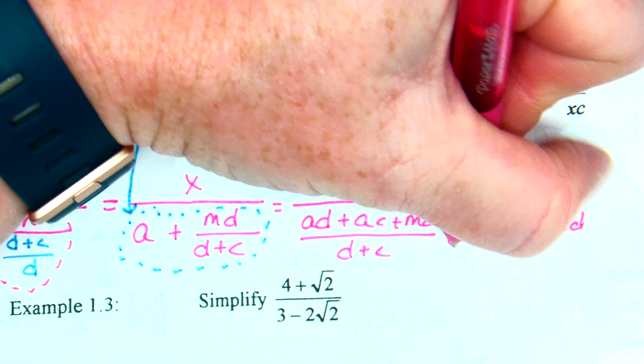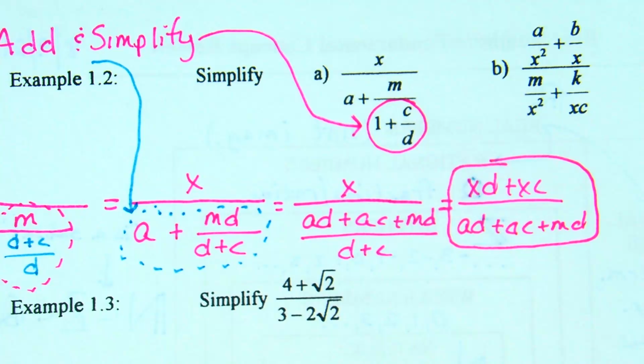This is one of those ones, equivalent forms. There's going to be lots of equivalent forms. Because my answer key I was going off of, I had X times D plus C over A times D plus C plus DM.